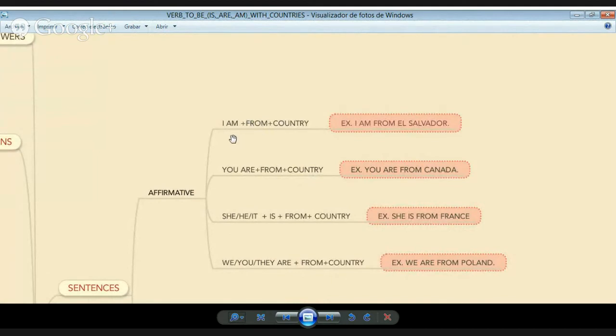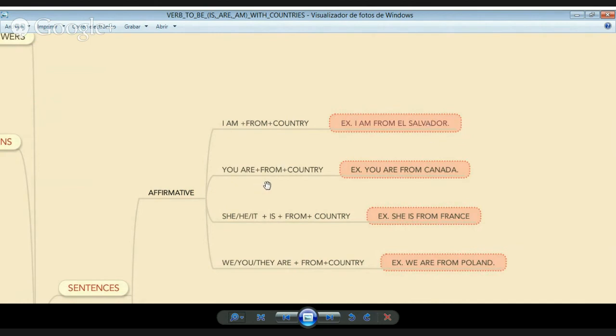So in this case, you have I am plus from plus the country. Y tienen un example in this case. I am from El Salvador. Si sustituimos el país, se van a dar cuenta que pueden meter cualquier otro país. I am from El Salvador. I am from the United States. I am from Cuba. I am from Russia. I am from Colombia. So it's pretty simple. This is an affirmative sentence saying where you are coming from.